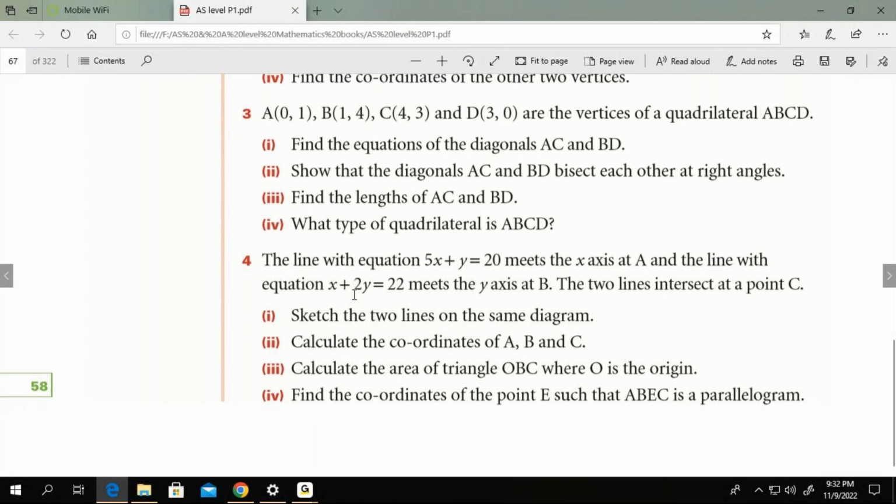Come to question number 4. What they are asking us to do: the line with the equation meets the x-axis at A. The x-intercept of this line is A. And the line with the equation meets the y-axis at B. The y-intercept of this line is going to be named B. The two lines intersect each other at point C. Sketch the two lines on the same diagram and then get the coordinates of A, B, C. Let's do it.